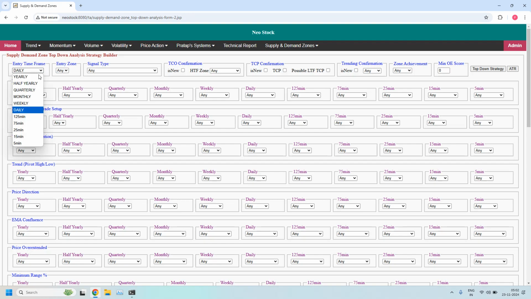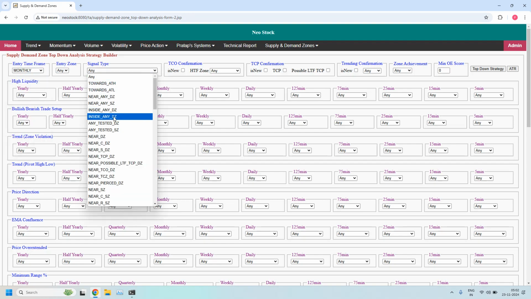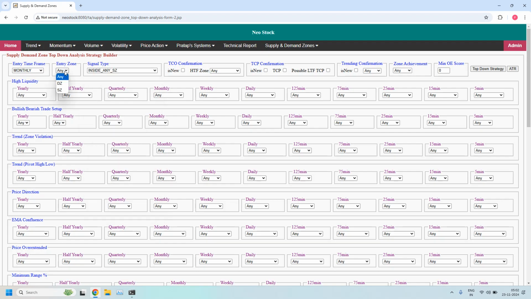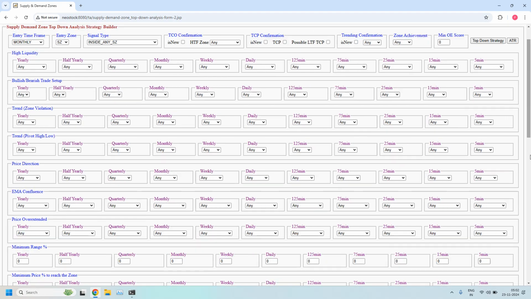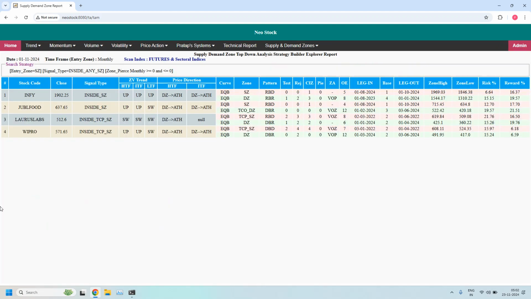Monthly time frame. Price closed inside monthly supply zone and these monthly supply zones should not be pierced. So in the pierced count at monthly time frame, I am setting minimum value 0, maximum value 0. Let's filter the stocks. We got only 4 stocks. And in these 4, only one stock is having uptrend.